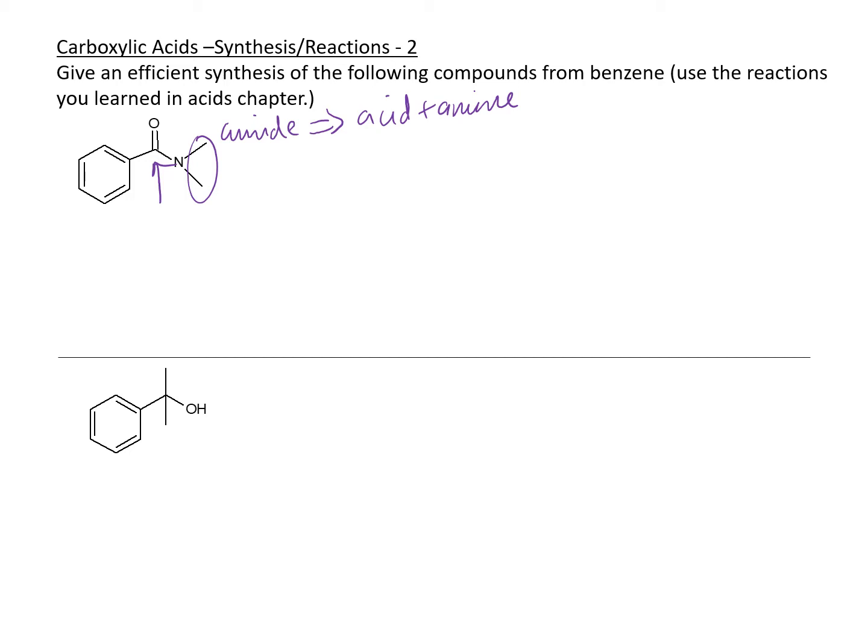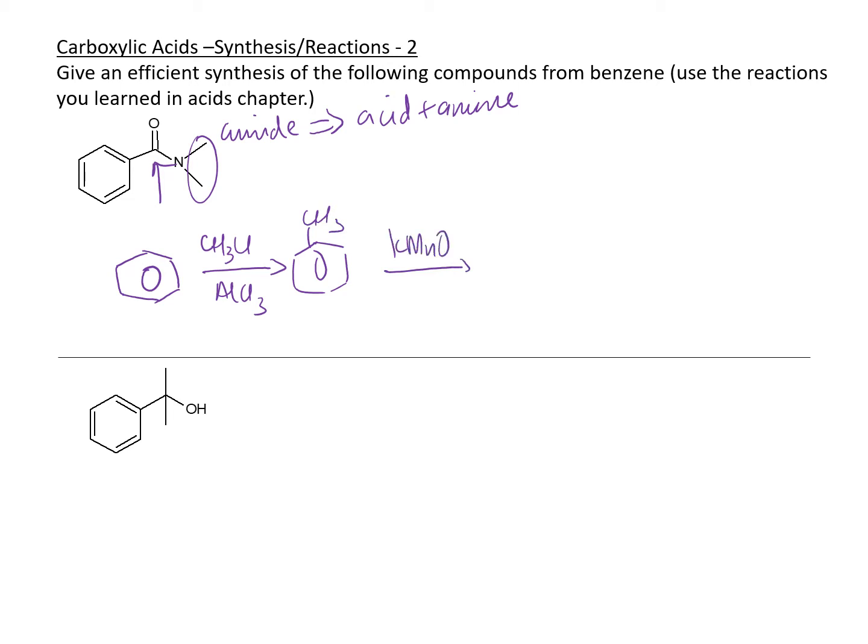That means I need to know how to make benzoic acid from benzene, which we have done before, when we were in aromatic chemistry. You start with benzene and you do Friedel-Crafts on that, with AlCl3, and you make toluene. You can take the toluene and then oxidize it with KMnO4, easy peasy. Once you have your carboxylic acid, then you can go ahead and add the amine. That's all there is to it.